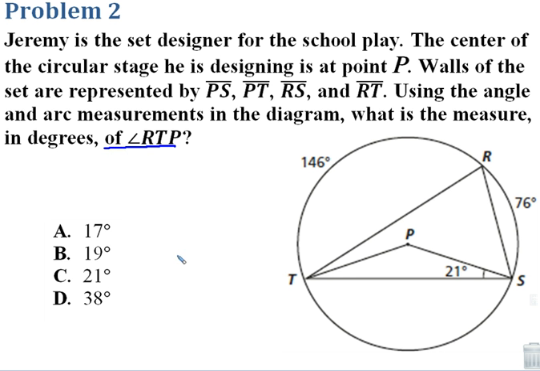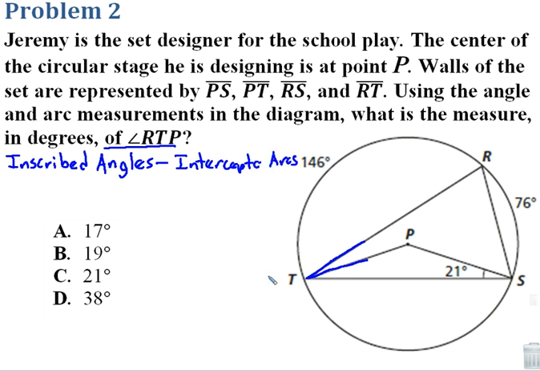Okay, so we want to figure out this angle RTP here. Okay, I'm going to label that right off the bat, R to T to P. It's going to be this angle by T on the side of the circle. Okay, it looks like what we're dealing with here are inscribed angles and intercepted arcs.